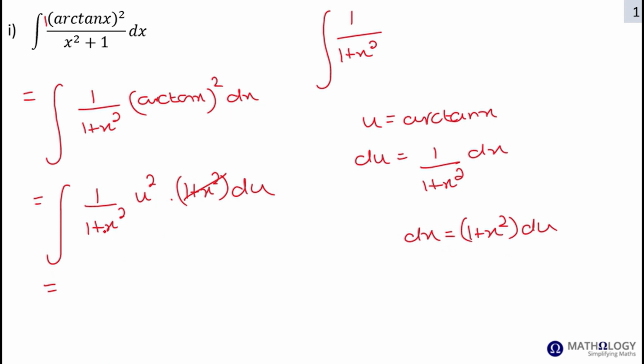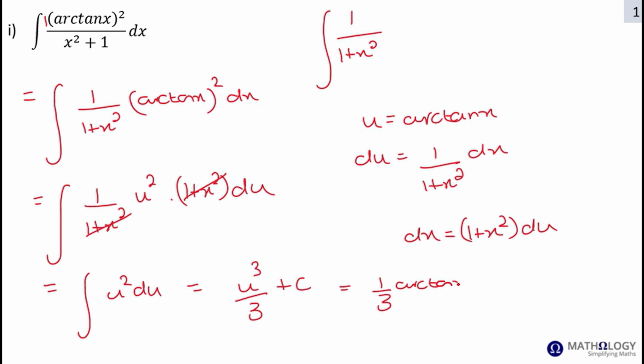The 1 plus x squared will cancel with the 1 plus x squared, so we have the integral of u squared du, and that'll give us u to the 3 divided by 3 plus the arbitrary constant, and u is arctan x, so we'll have a third arctan x cubed plus c, and that is our answer.